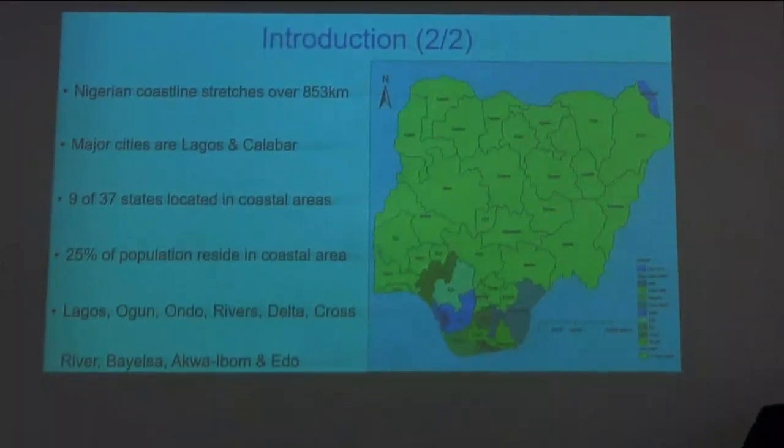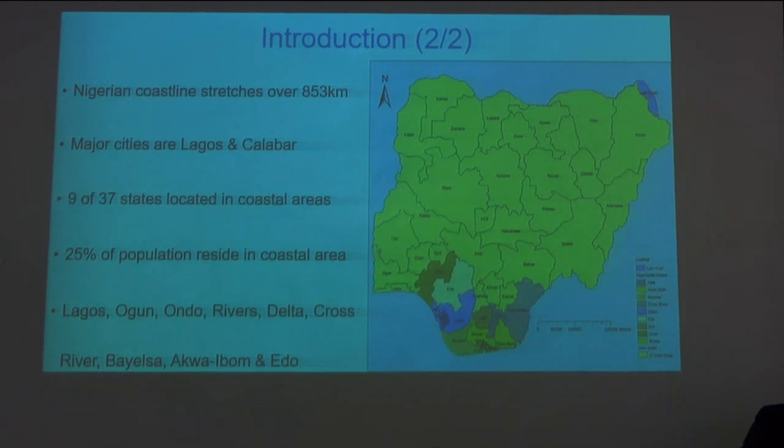Africa. Now, Nigeria in particular, our coastline stretches over 853 kilometers. And the major cities along the coastal areas are Lagos, Calabar, and I forgot to mention Port Harcourt.